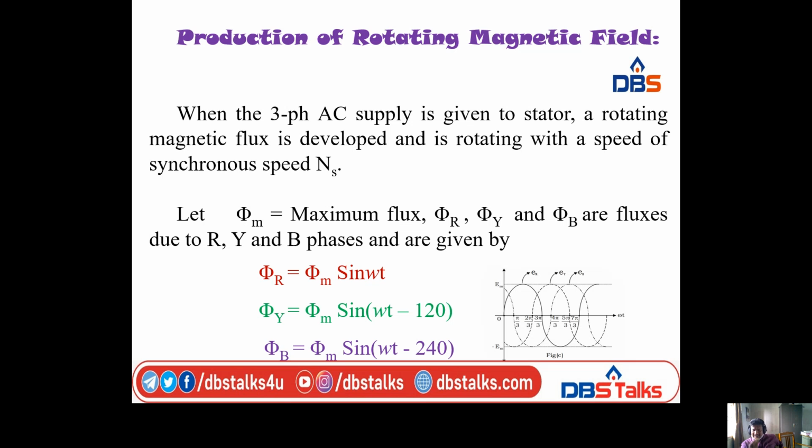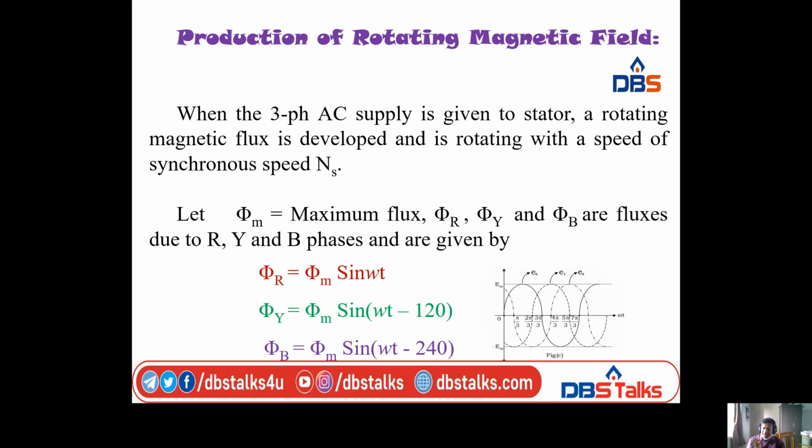Now let us consider phi m is the maximum flux. Phi r is the flux produced in the R phase. Phi y, phi b are the fluxes due to the Y, B phases respectively. That means phi r, phi y, phi b are the fluxes due to R, Y, B phases respectively. We know that in a three-phase system, the total angle is 360 degrees by 3, which is nothing but 120 degrees. So each phase will be displaced with a phase angle of 120 degrees.